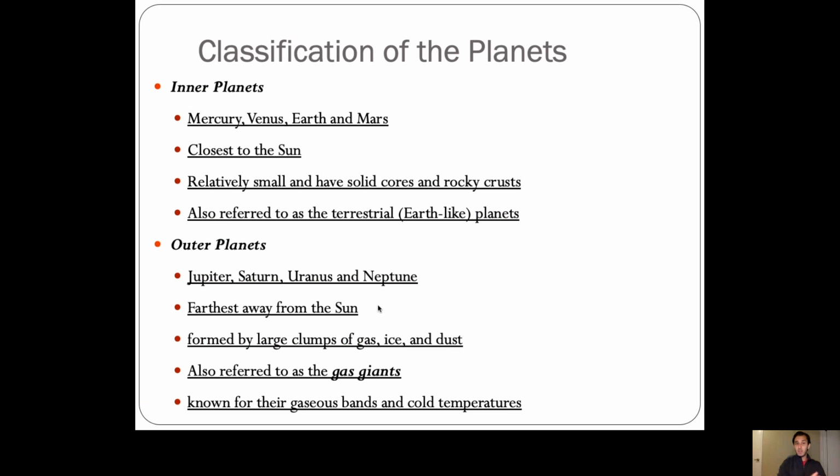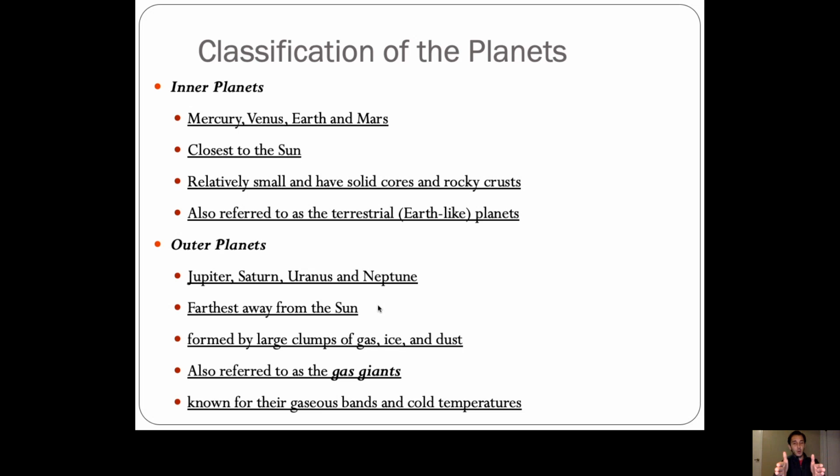Here's how we classify the planets. Those inner planets, okay, Mercury, Venus, Earth, and Mars, they're closest to the sun. They're small, okay. They have solid cores and they've got rocky crusts, okay. So we call them terrestrial planets. Terrestrial meaning Earth-like, okay.